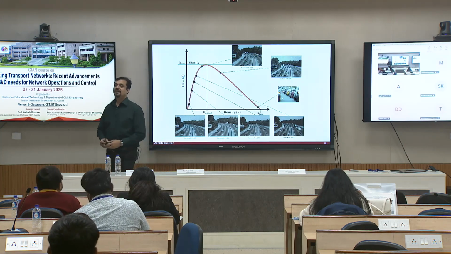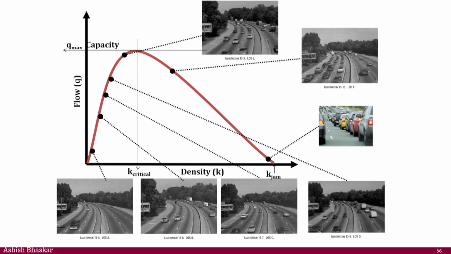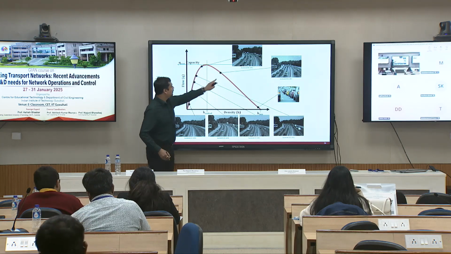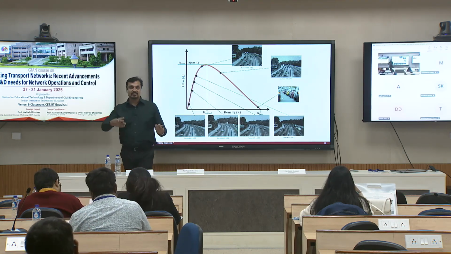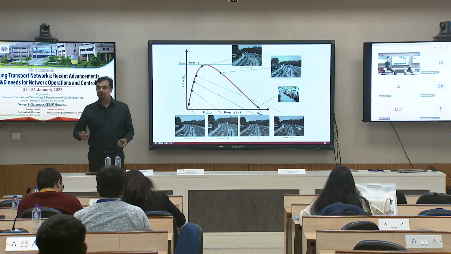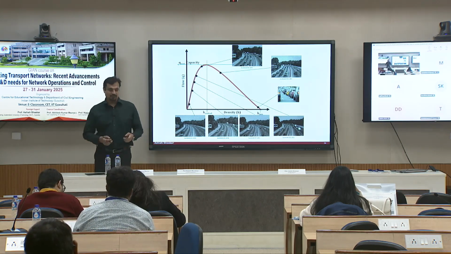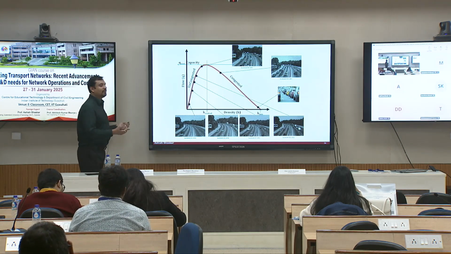What is it? Sorry? Traffic speed? Or what form of speed? Free flow speed. It is free flow speed. If I draw a line from origin to any point on the curve, the slope of that line is the speed. Because q is equal to k times v, and you get the speed from there. That's fine. That's what we have learned.